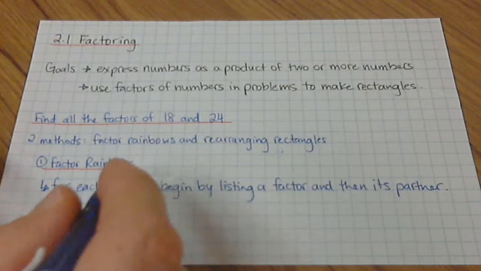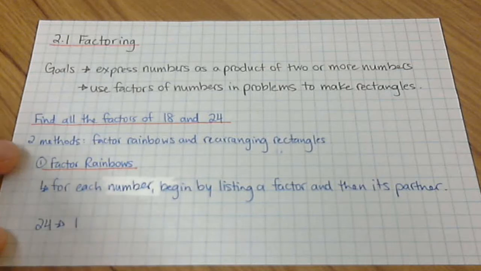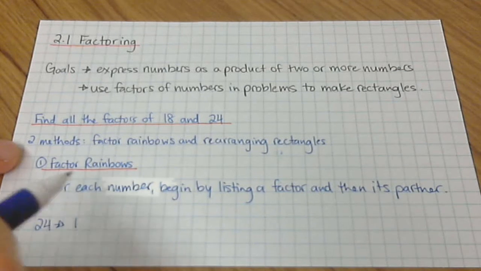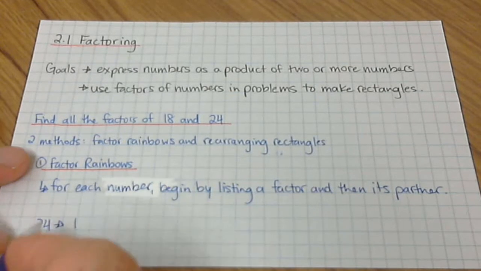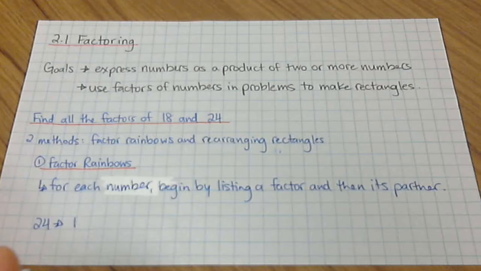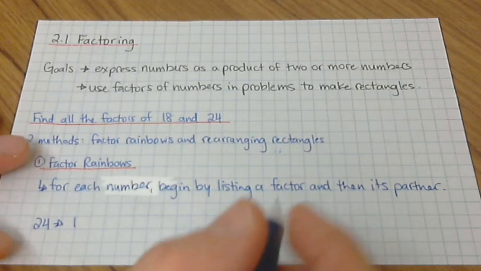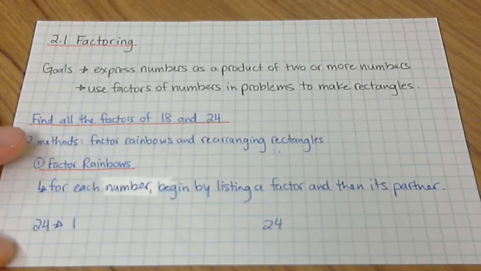So what we're going to do here is I'm going to show you two methods. I'm going to use factor rainbows, and then the second method is called rearranging rectangles. So for factor rainbows, we're going to begin by listing a factor and then its partner. So for the number 24, I know 1 is a factor. I know that 1 divides into 24, and I know that it goes 24 times.